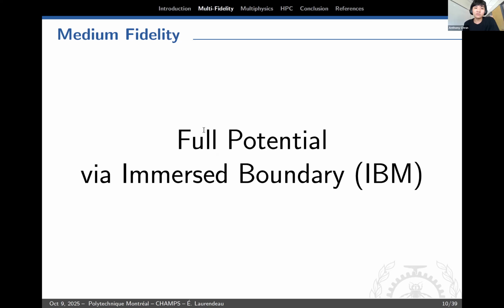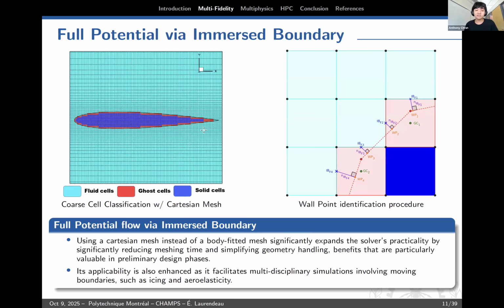And so I start with the medium fidelity solver, which is the full potential solver that leverages the immersed boundary method. So to give a bit of context, in CFD traditionally, we use body-fitted meshes, which means that our cells basically wrap around the structure. So yeah, they wrap around the structure, which means that in order to mesh quite complex geometries, the user can encounter a bit of difficulty to reach an acceptable mesh quality, and it would take a lot of time to make those meshes. And so one solution to that is the immersed boundary method.